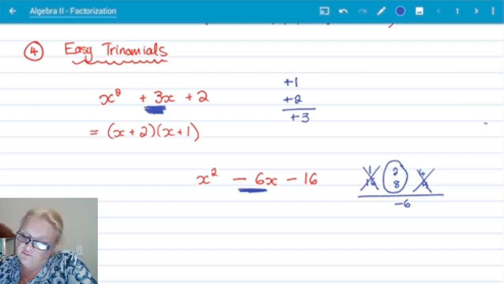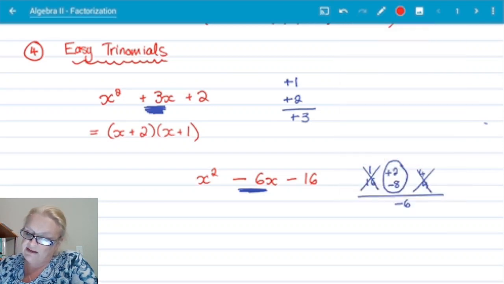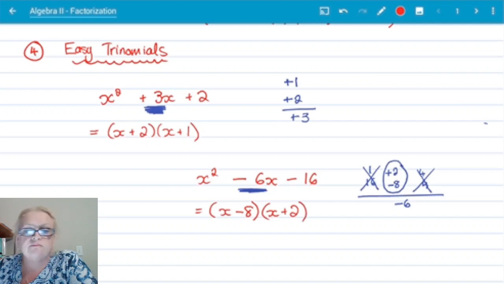How does it work? We'll take a negative 8 and a positive 2. And therefore my brackets will become x minus 8, x plus 2. Easy, right?